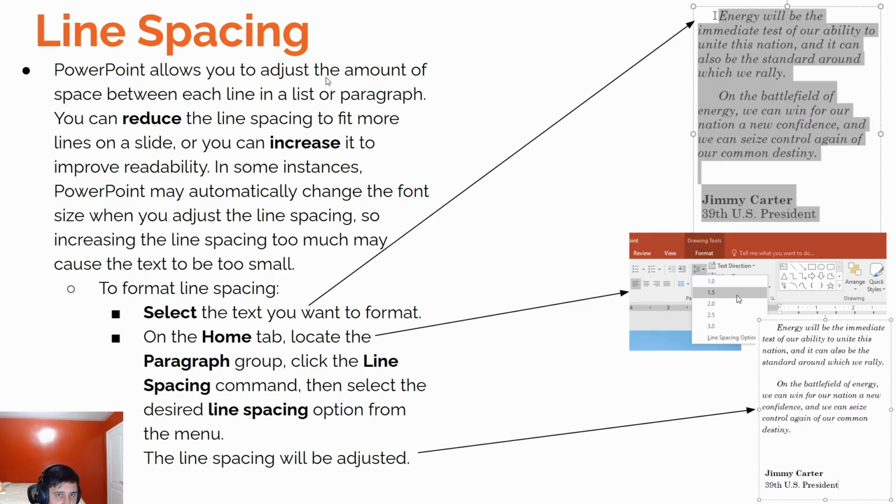We can also adjust the amount of space between each line in the list or paragraph, and we can reduce the line spacing to fit more lines on a slide, or we can increase it to improve readability. In some instances, PowerPoint may automatically change the font size when we adjust the line spacing, so increasing the line spacing too much may cause the text to be too small.